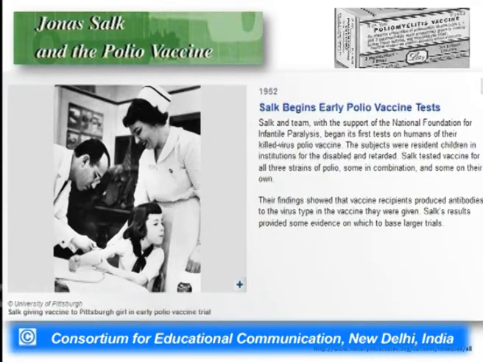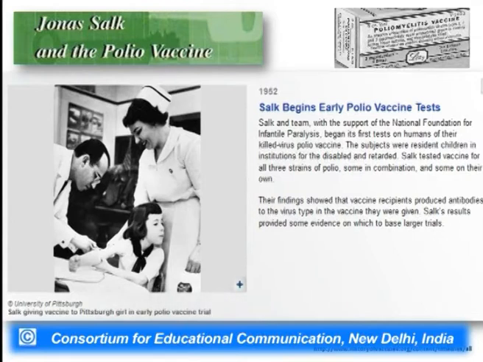Now, the Salk polio vaccine was a totally inactivated vaccine. Salk and his team, with the support of the National Foundation for Infantile Paralysis, began the first test on humans of the killed virus polio vaccine. These subjects were resident children in institutions for the disabled and retarded. Salk tested the vaccine for all 3 strains of polio, some in combination and some on their own. Their findings showed that the vaccine recipients produced antibodies to the virus in the vaccine which was given.